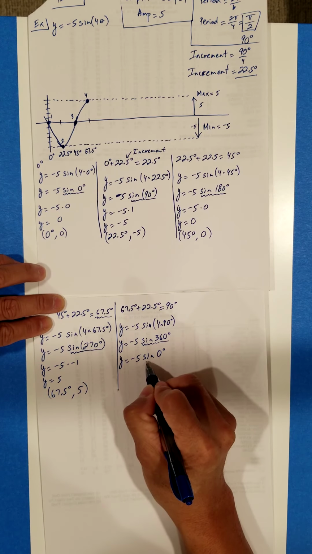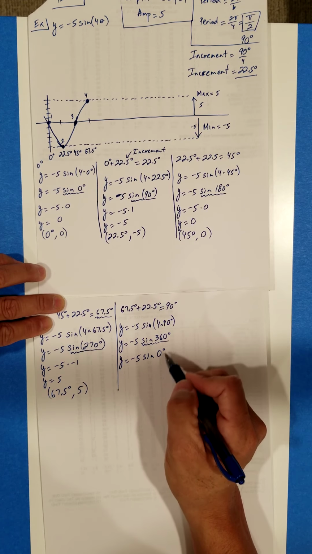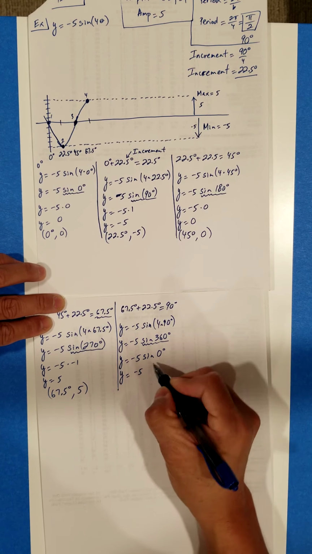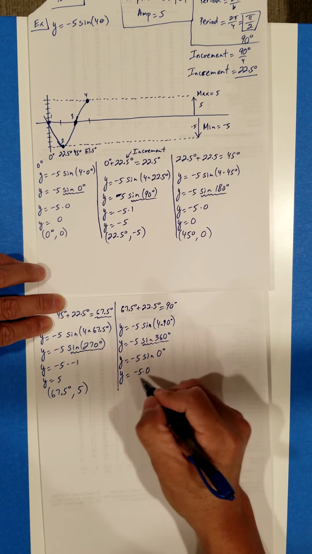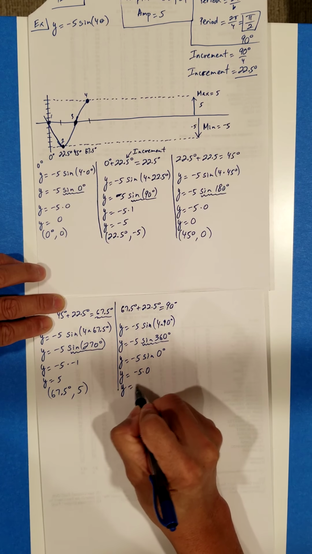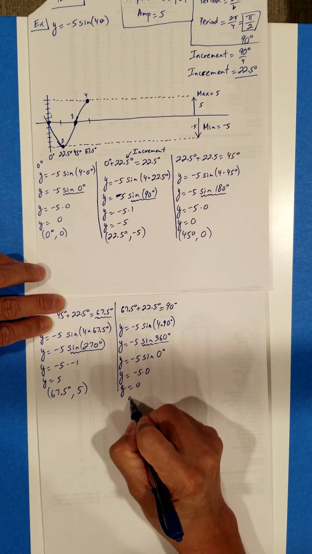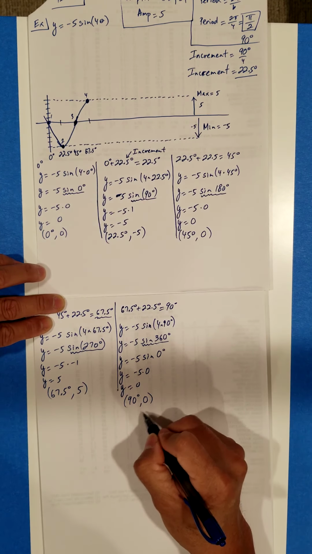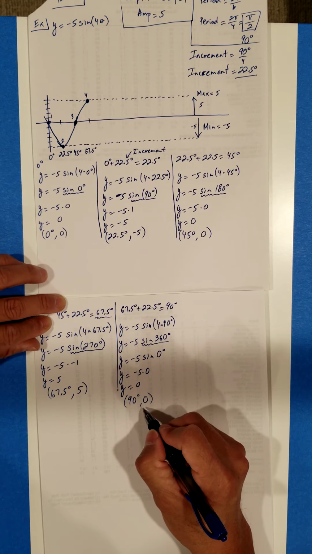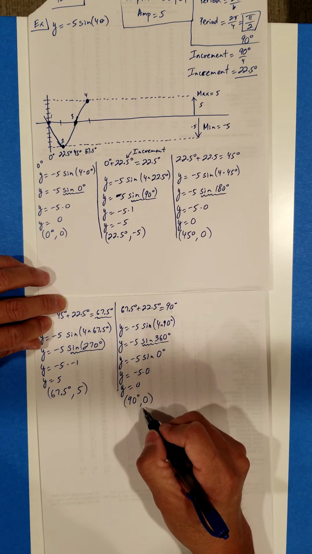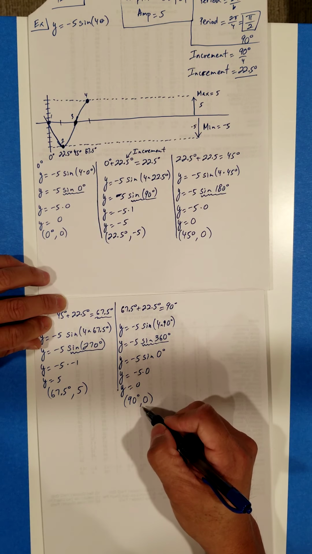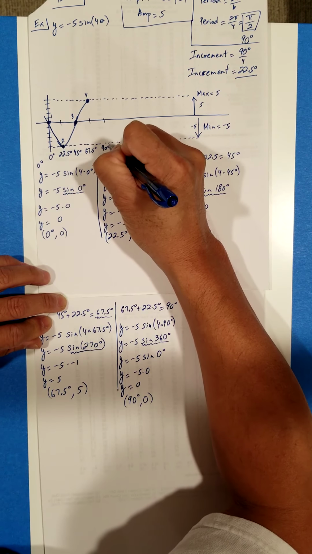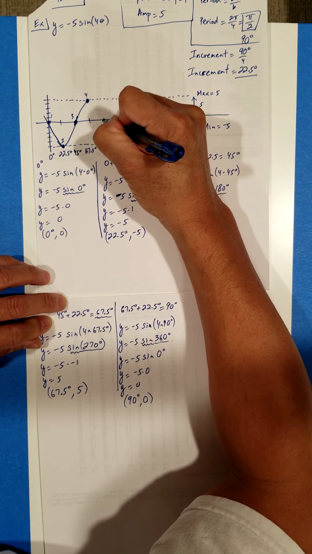We know sine of 0. We also know sine of 360 does the same thing. So y equals negative 5 times sine of 0, which is 0. So we get y equals 0. So I plugged in 90 degrees and I got a height of 0. Okay? So that is going to be my new point, my next point, okay? My fifth point. This right here would be 90 degrees and my height is 0 right there.